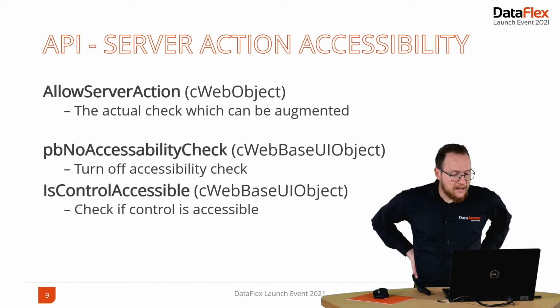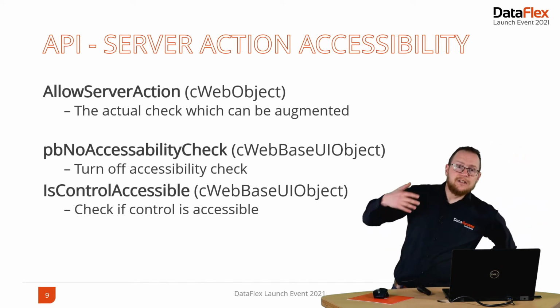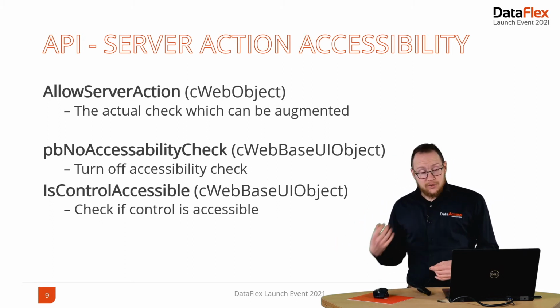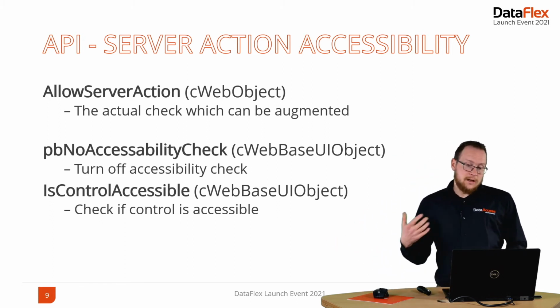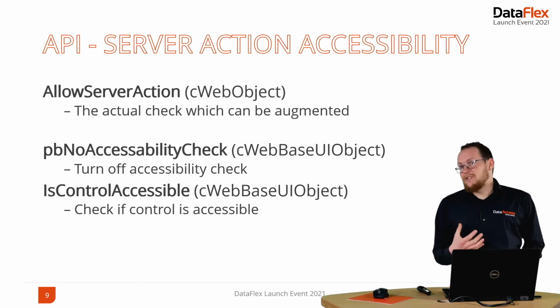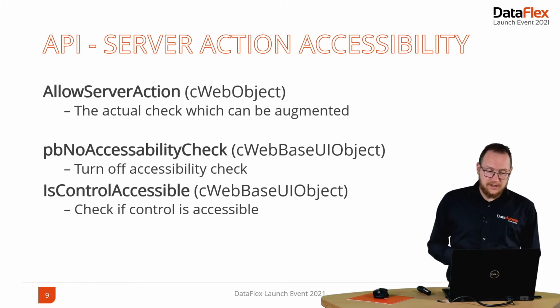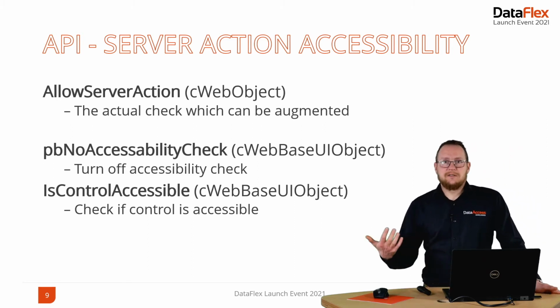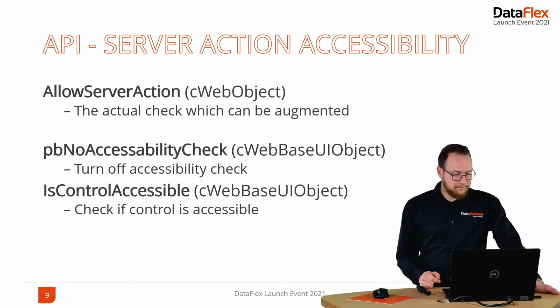This security layer has the following API. There is the allow server action, which is the main procedure that's called to determine if a server action should be allowed. Subclasses of CWebObject actually augment this procedure, and you can augment it, but you should always forward send it, or at least unless you know what you're doing.